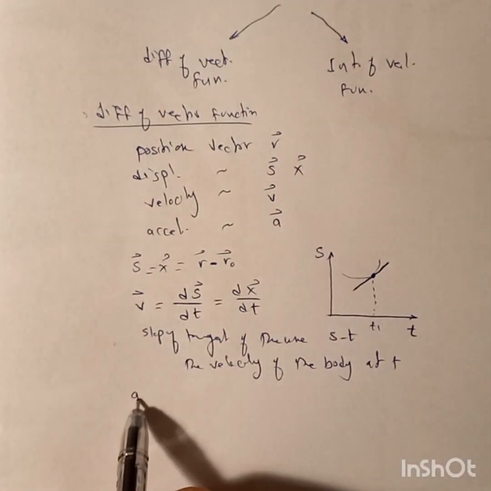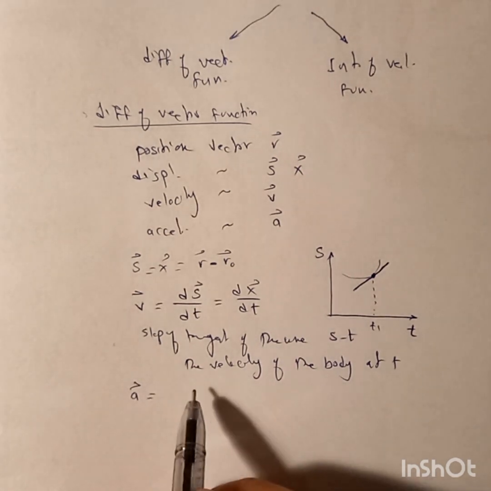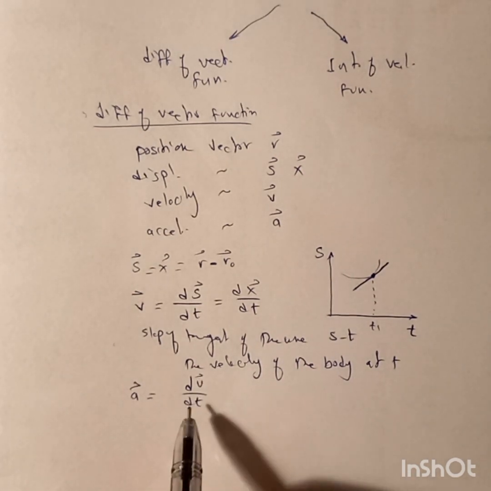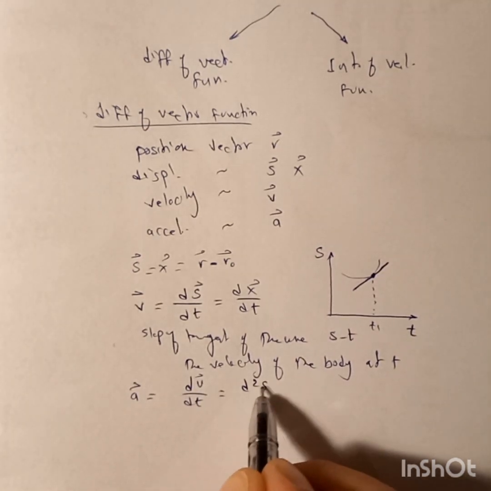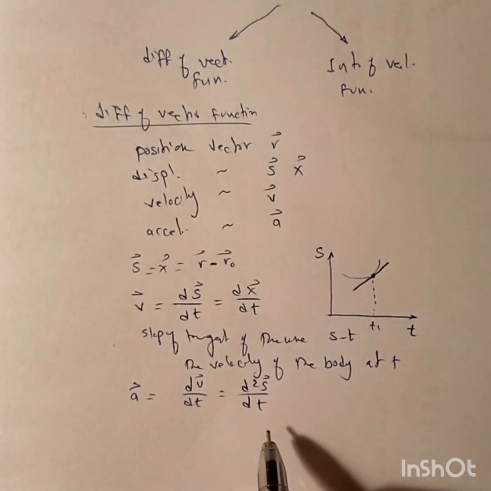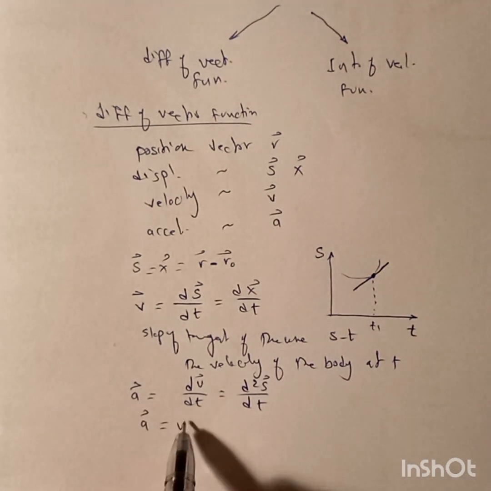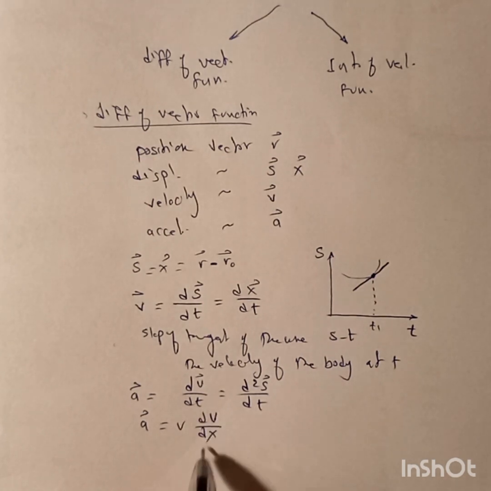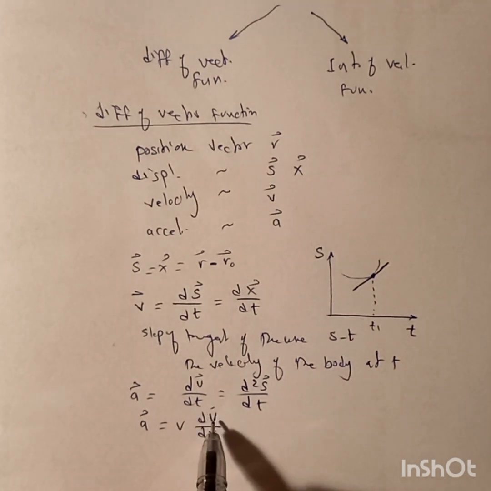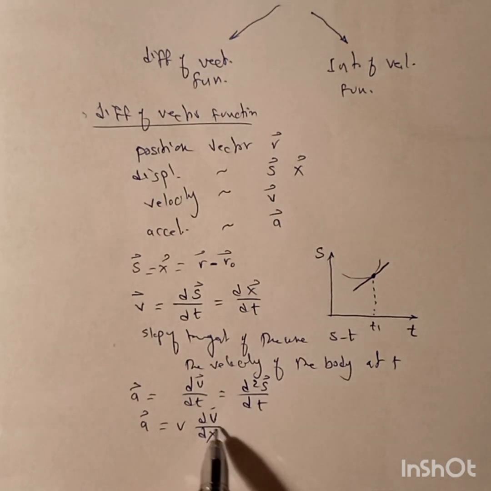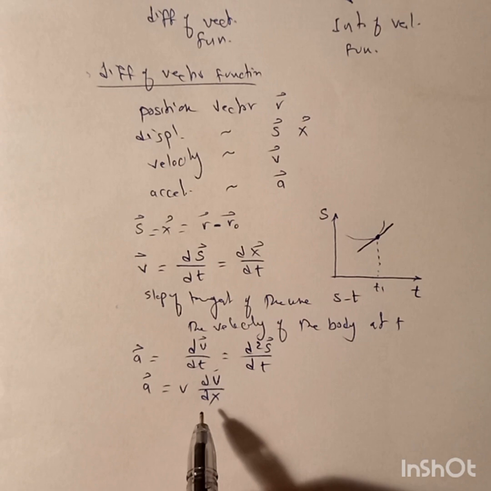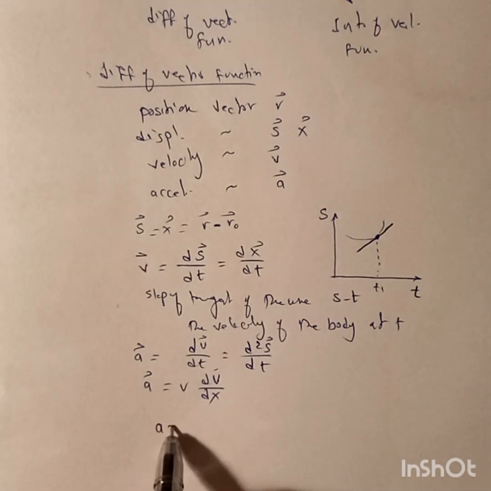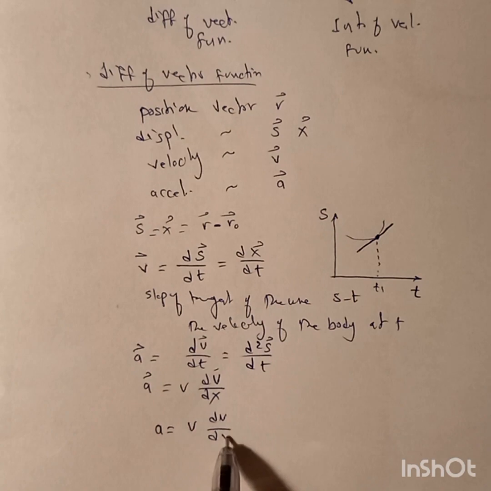Then we can find also the acceleration vector, equals dv dt, the first derivative of the velocity vector with respect to time, or of course the second derivative of the displacement with respect to time t. Also we can express a as v dv dx if we have a relation between the velocity of the body with respect to the displacement. We can find a as v times dv dx, and also we can use the algebraic measures. Then we have acceleration equals v dv dx.